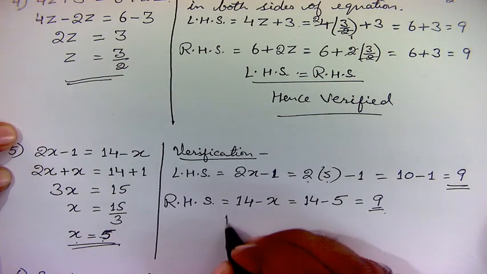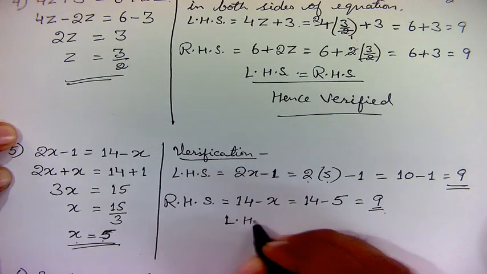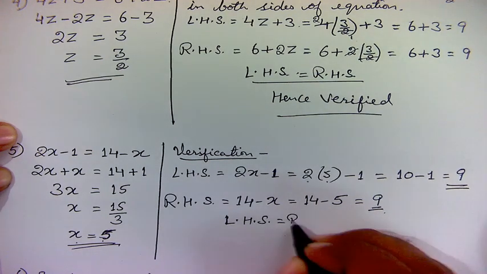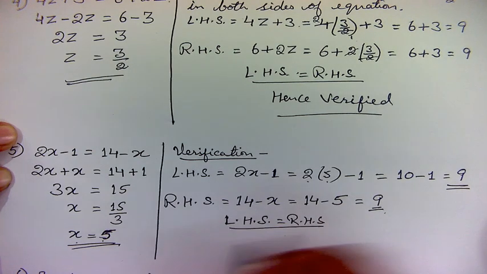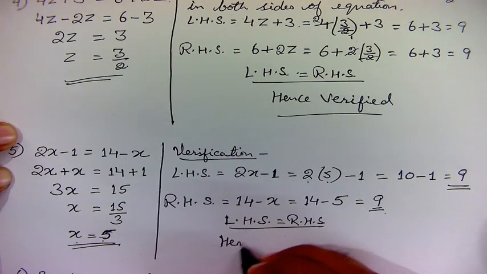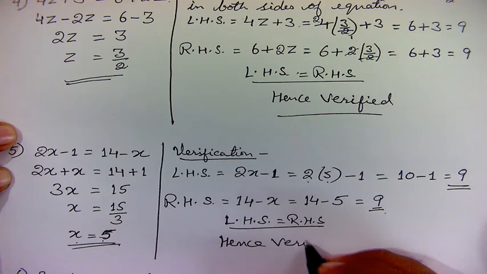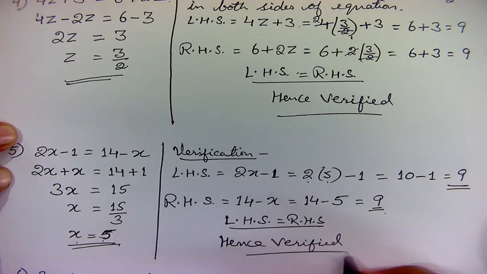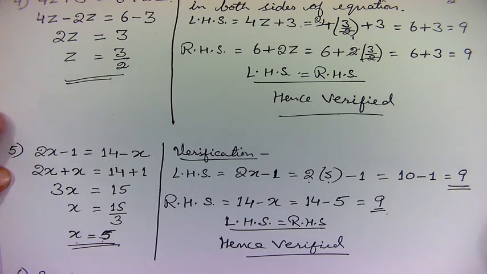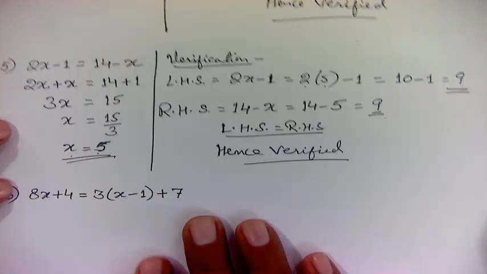So we get both the values, both the sides equal, and because both the sides are equal, hence the result is verified. Hope you are getting the questions.